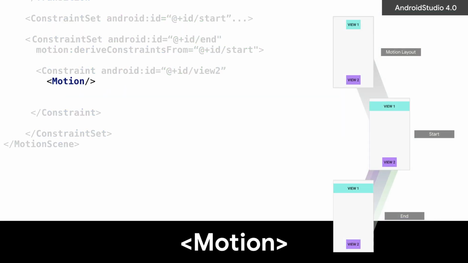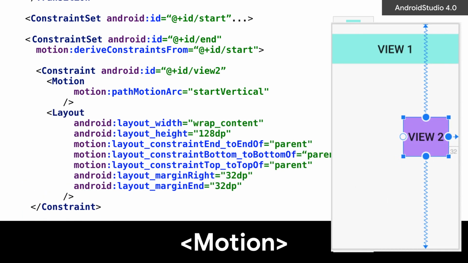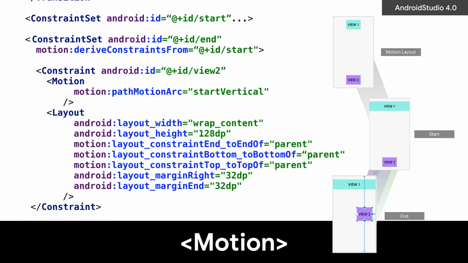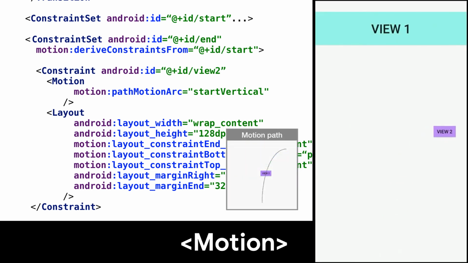Next, let's look at motion. The attributes that go into this section are motion layout control commands such as transition easing and path motion arc. In this example, we'll use the motion tag to change the path of the view. We set up a layout for the view, and normally objects move in straight lines, but with path motion arc, it will be curved.